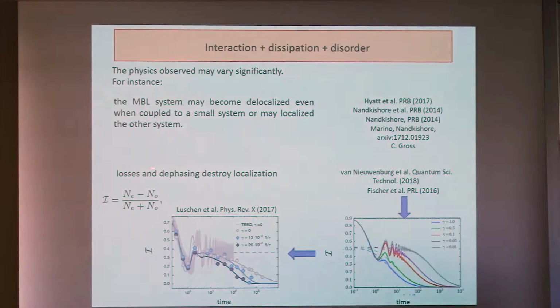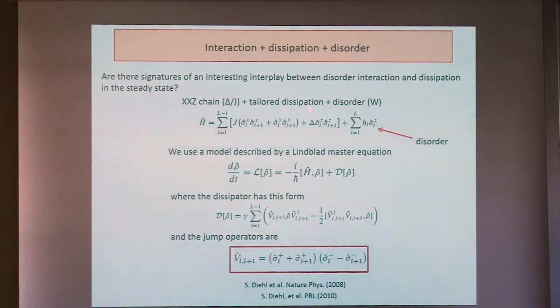So it's clear that dephasing destroys localization. But dephasing is just one type of dissipation, and you can look at other types of dissipation, and ask yourself whether it's still possible to see some signatures of localization in there. So we look at, again, an excitation, we put disorder. And then we have a dissipator, and the dissipator has jump operators of this form.